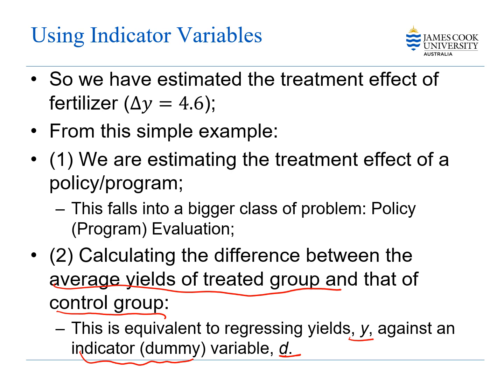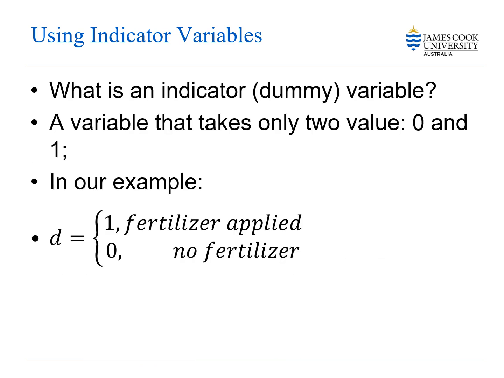So let's look at this. First, what is an indicator variable, or sometimes we call it a dummy variable? It is a variable that takes only two values, 0 and 1. In our example here, d is an indicator variable. It takes 1 if fertilizer is applied, 0 if not. And this 0, in a sense, we are treating this group as the base.